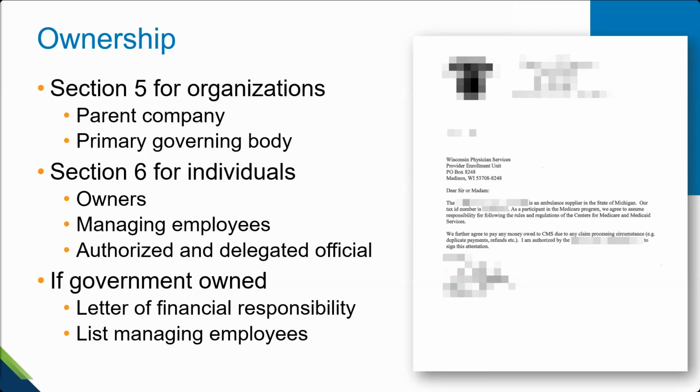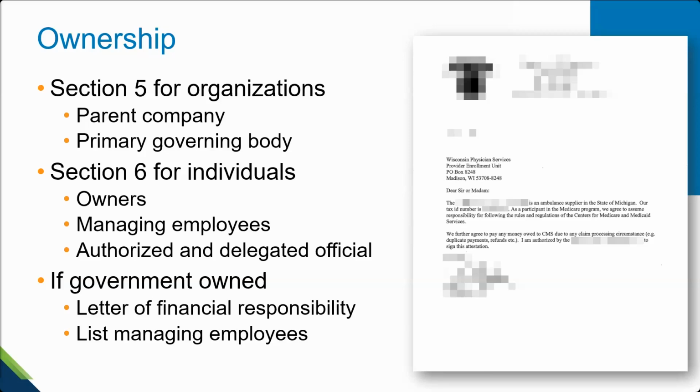Now, this does need to be on letterhead of that governing body. So city of, county of, whatever it happens to be. And it needs to indicate the name of the governing body and that they're going to be legally and financially responsible. There's not a standard template for this. However, most oftentimes, we see letters that include the verbiage that is in the instructions for Section 5 for government-owned entities as part of their statement. So that's a little tip.